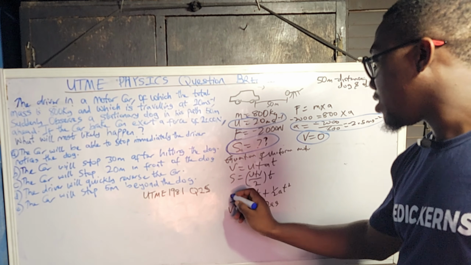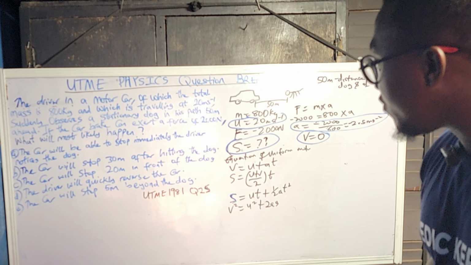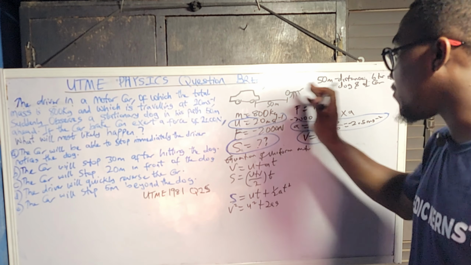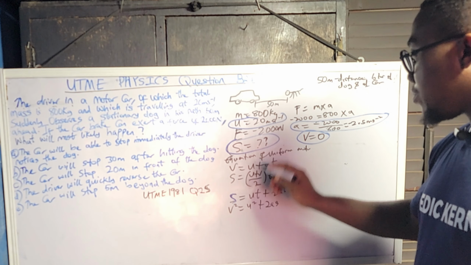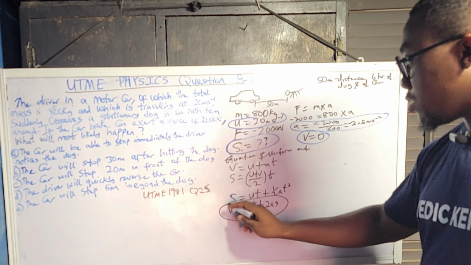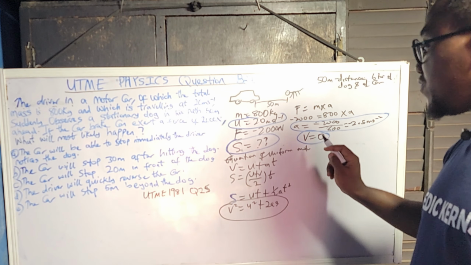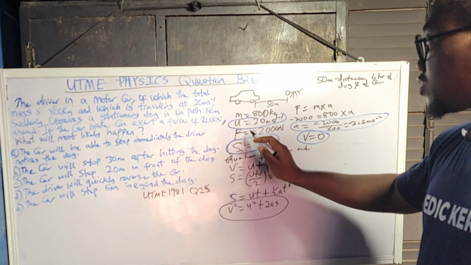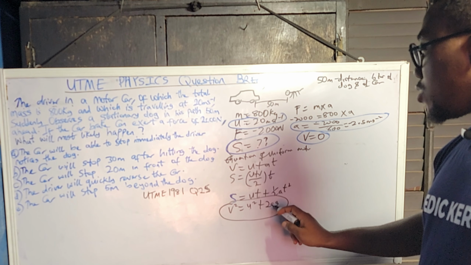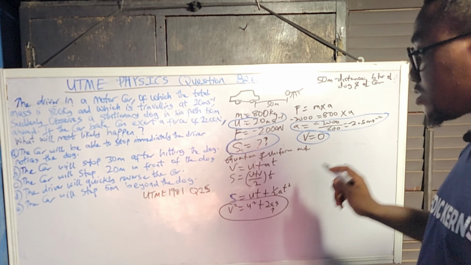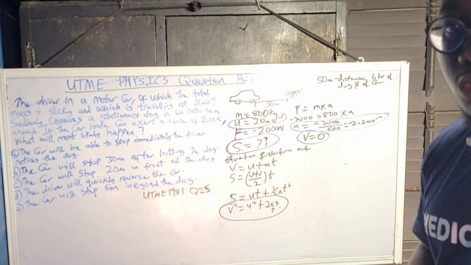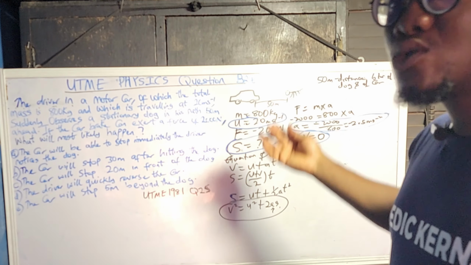Now, which equation out of all of this links all of them together? It is this one. Because you are given V. You have U, the initial velocity. You are given the initial velocity. You have your acceleration, which is the one you calculated here, and then you are looking for what? Your distance covered. So then you slot in all your values.